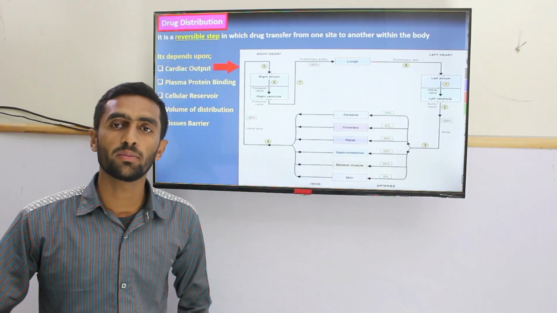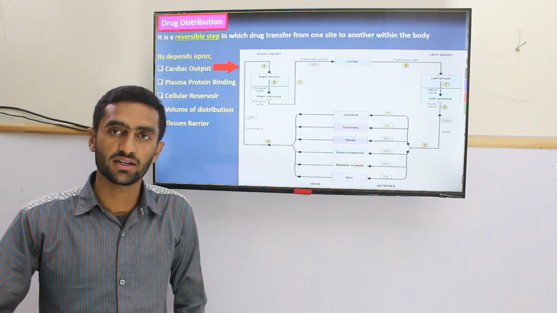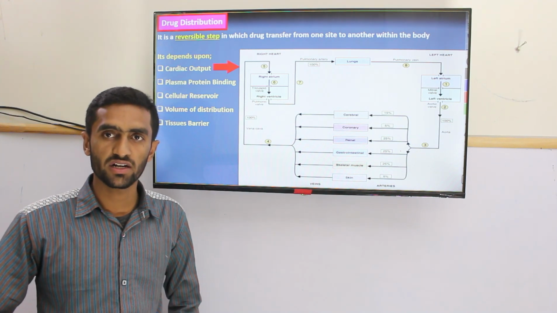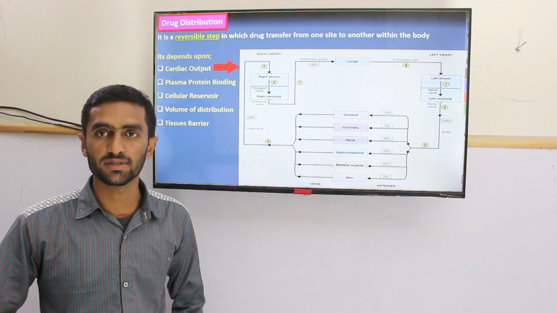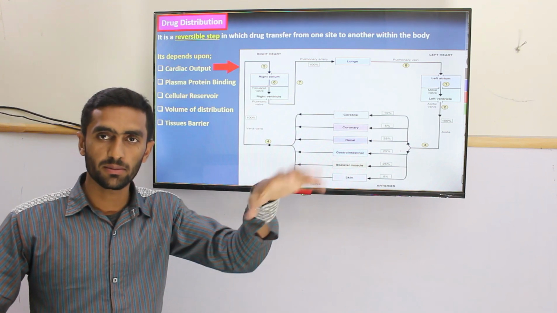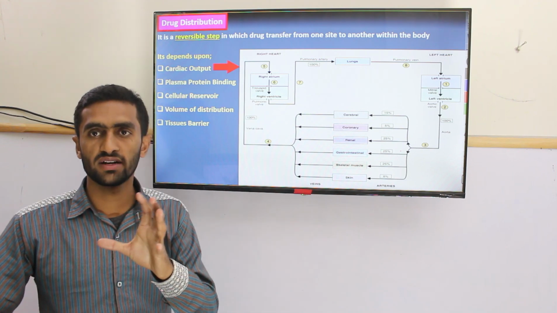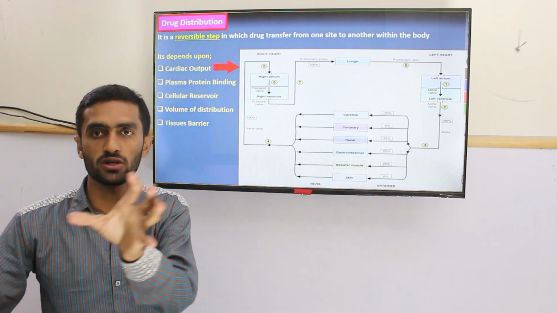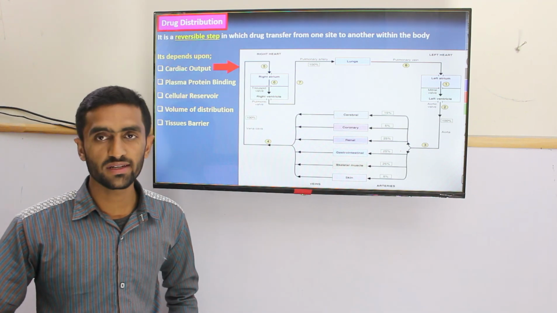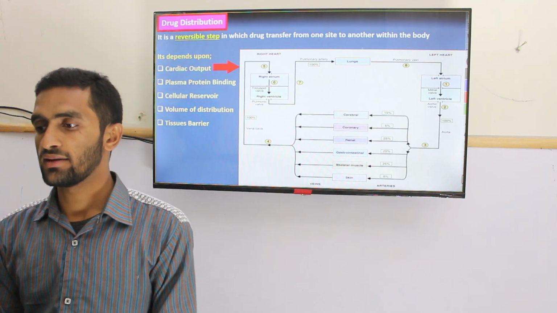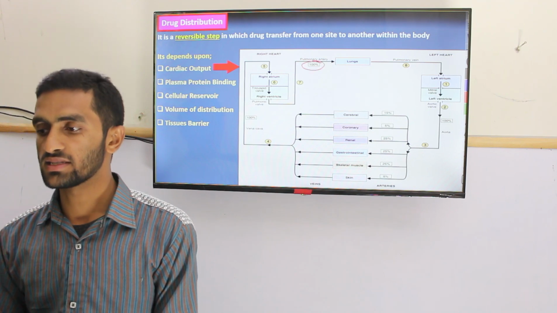If I ask you how much blood is going to your lungs, what is the cardiac output towards the lungs? You may be thinking 100%, because all the deoxygenated blood coming from the heart is going totally to only one organ, the lungs. That's why for the lungs it's 100%.